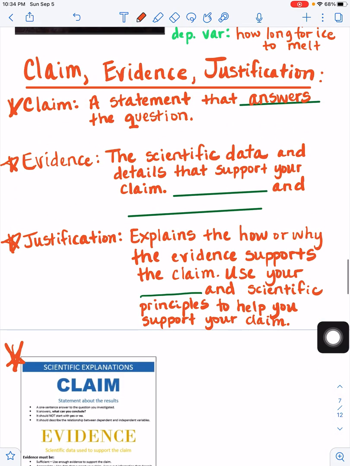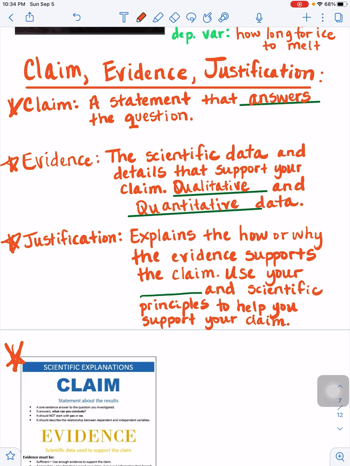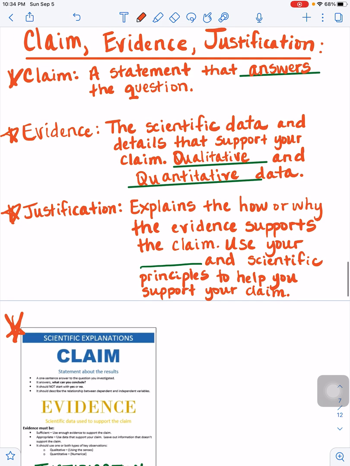Then you will be providing evidence, because after you test, you're going to collect data and use it in your evidence. The evidence is the scientific data and details that support your claim. It will include qualitative, there's that word again, qualitative and quantitative data. So it's going to include your qualitative and quantitative data and all your evidence you've collected from your experiment.